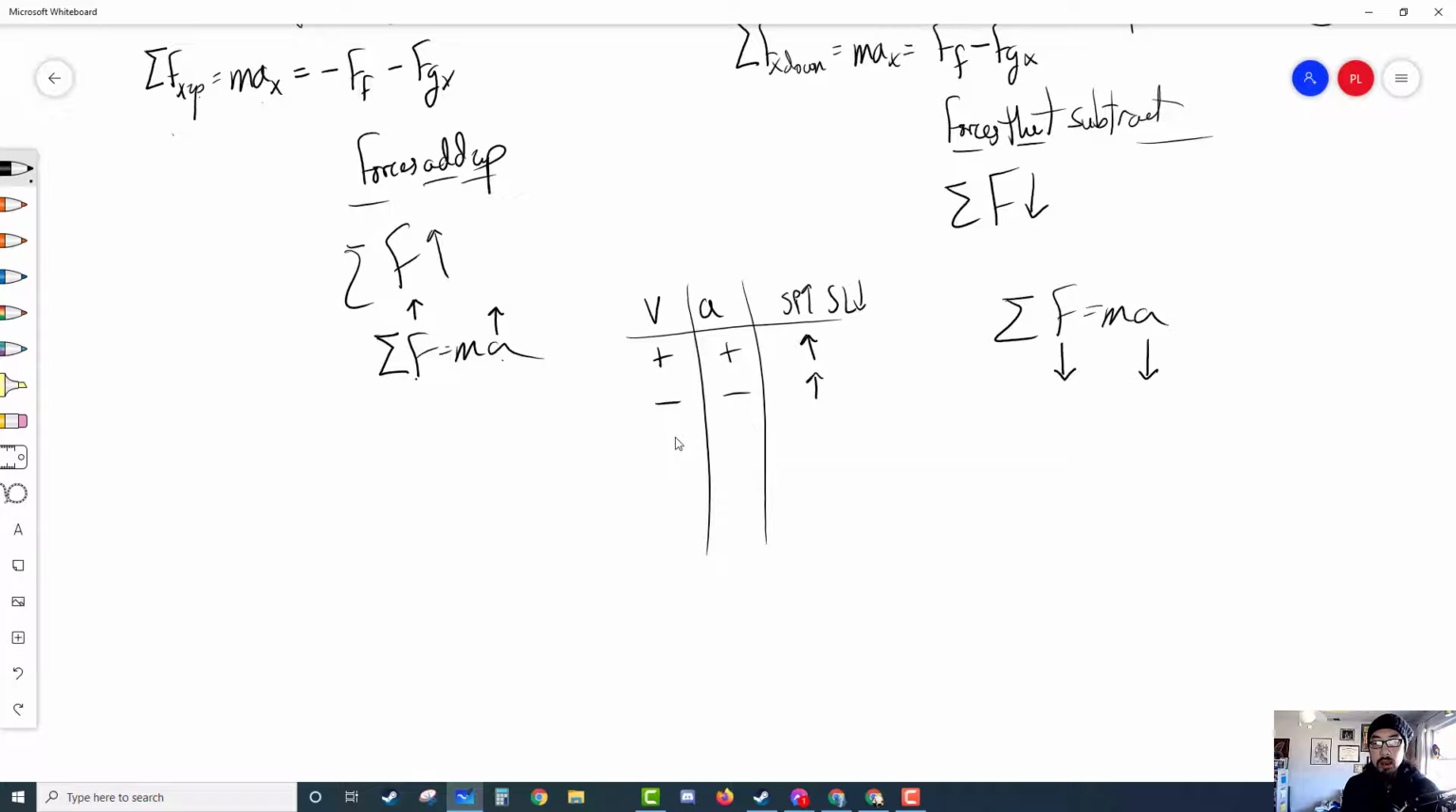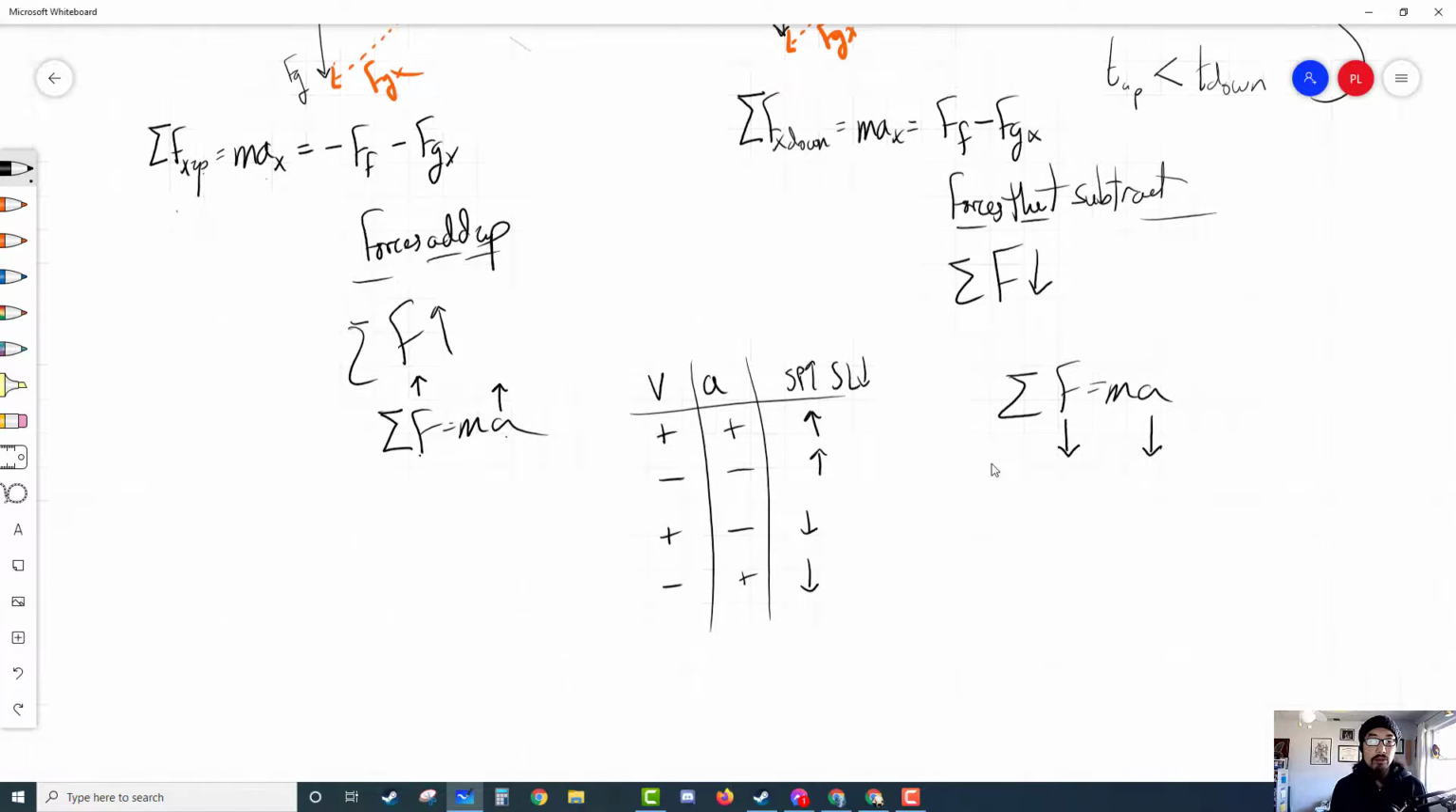Okay, it'll speed up. If the signs are opposite, it will slow down. All right, now this is extremely useful because here we have a scenario where the object is slowing down, and here we have an object where the object is speeding up.